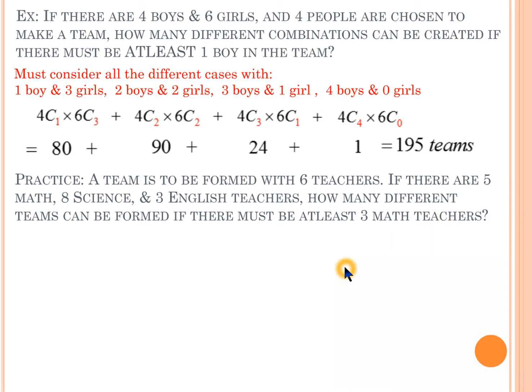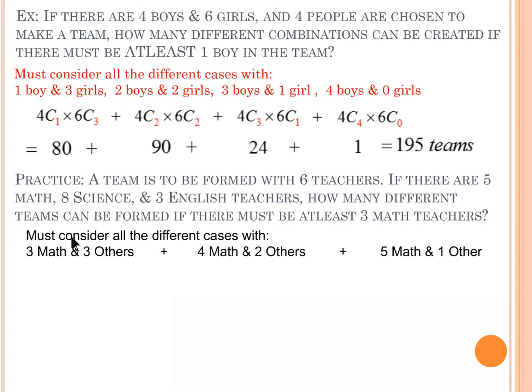And we could have a maximum of 6 teachers there. So we must consider all the different cases with at least 3 math teachers. So we could have 3 math teachers and 3 other teachers. We could have 4 math teachers and 2 other teachers. Or we could have 5 math teachers and 1 other teacher. But unfortunately, we cannot have 6 math teachers and 0 other teachers because we only have 5 total math teachers.